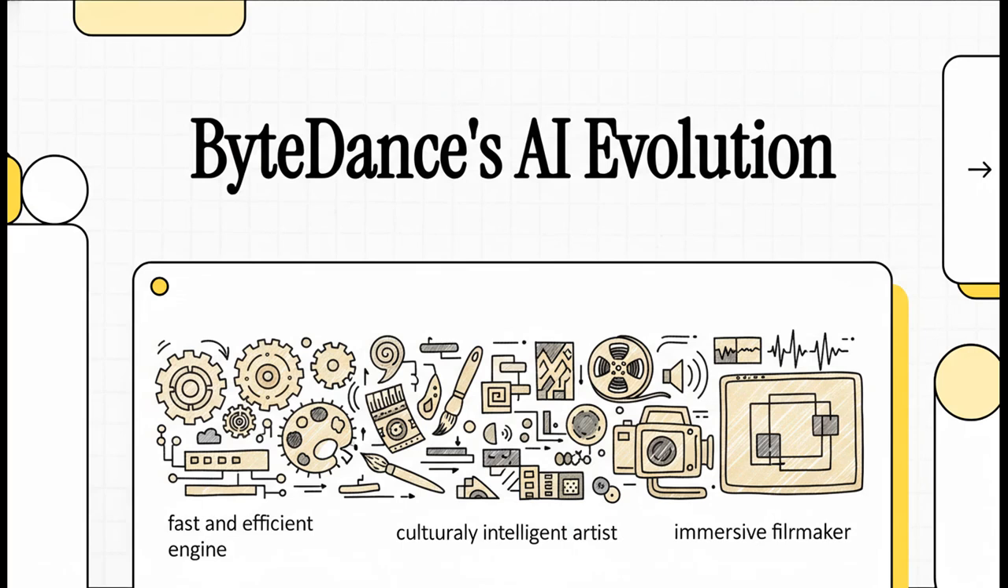Welcome to The Explainer. Today, we're going to break down the absolutely wild evolution of generative AI by looking at 3 huge leaps from a single team at ByteDance. We're going to see how they started by building a super fast and flexible engine, then taught it to be a culturally smart artist, and finally turned it into a full-blown filmmaker that creates sight and sound together.